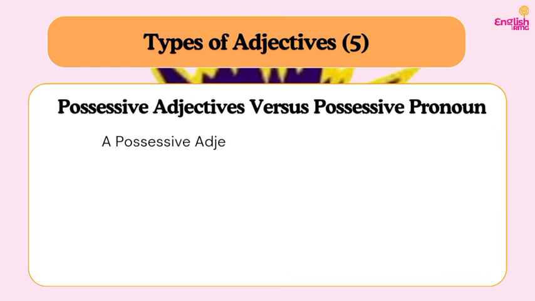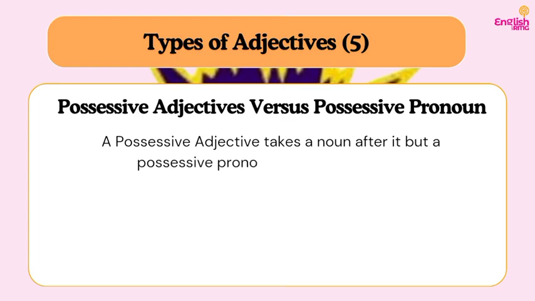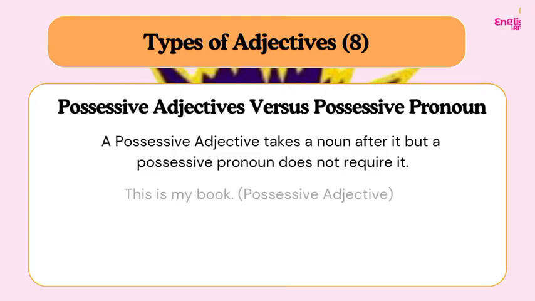Do you understand? So one thing I also need you to note for possessive adjective is that it is quite different from possessive pronoun. And I wouldn't like you to mix them up. So a possessive adjective takes a noun after it, but a possessive pronoun does not require it. That is, it is compulsory for you to have a noun after a possessive adjective. But after a possessive pronoun, a noun is not needed.